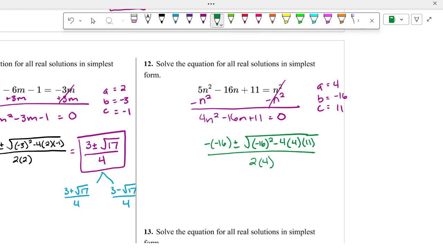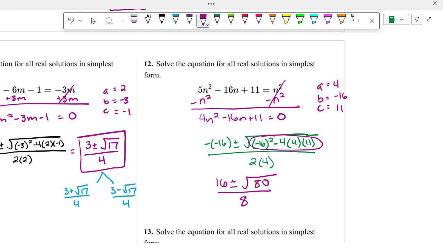So let's go with Jordan. How would I simplify the negative times the negative 16? It'll just be positive 16. Someone in their calculator put in what's under the radical and tell me what it is. So it'd be 80, which is correct. And then 2 times 4 is 8.